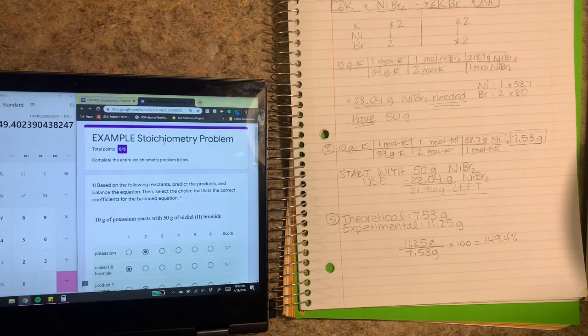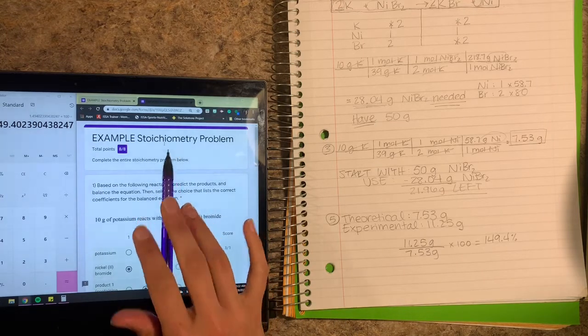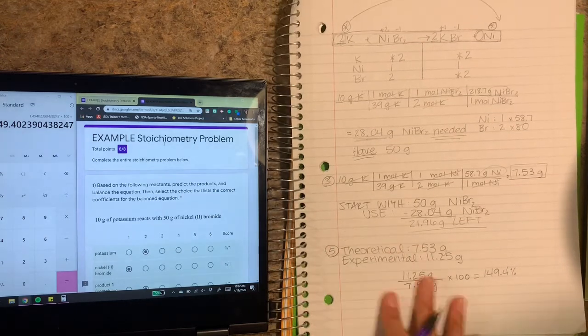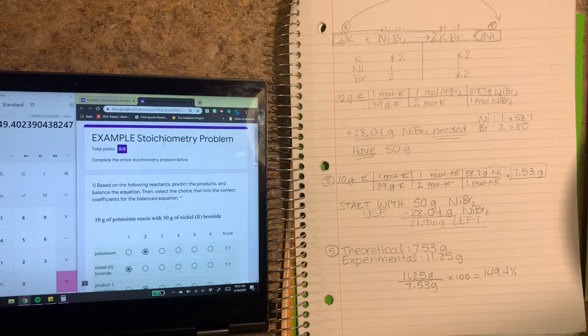Okay, so that's how you are going to go through and do these stoichiometry problems. They are a little lengthy, probably going to take up a lot of space in a notebook, but we should be okay with them. Okay, that's it.